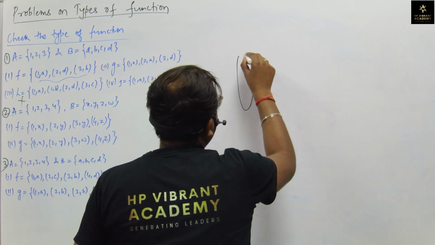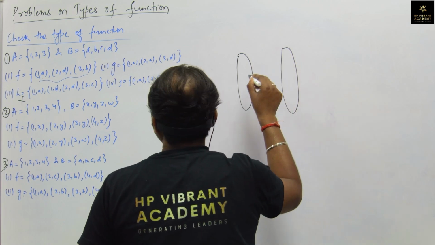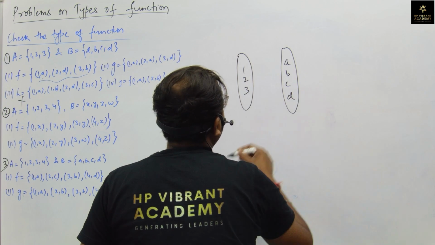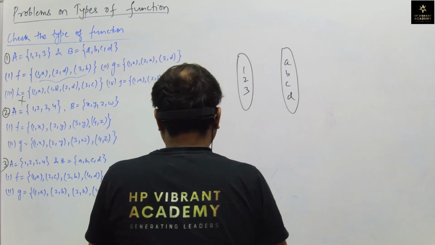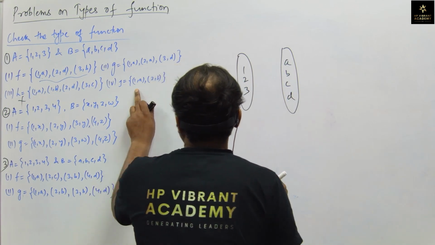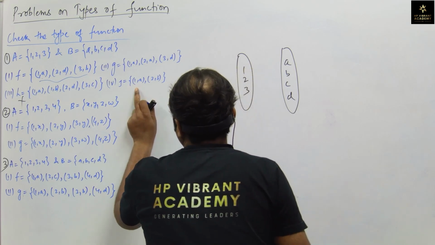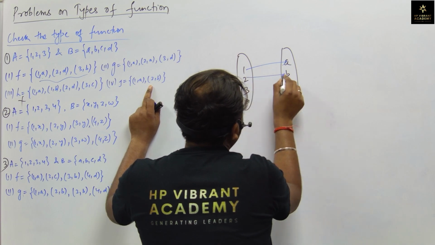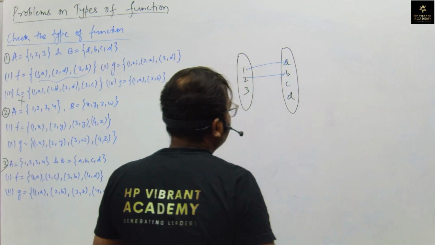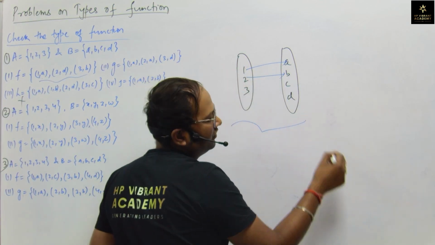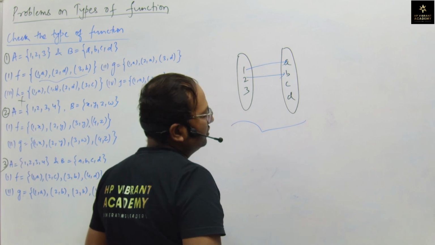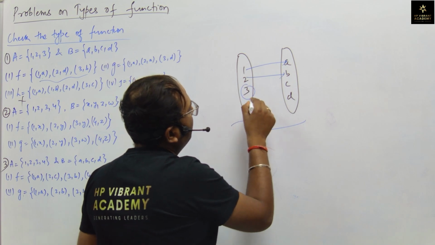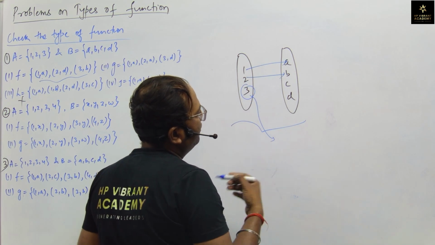So we have set A and set B. The elements in set A are 1, 2 and 3. In set B we have A, B, C and D. Let us do the mapping. So in relation j, 1 goes to A, 2 goes to B. So this is also not satisfying the basic definition of a function. This is not satisfying the basic criteria for being a function, because element 3 in the domain does not have any image.